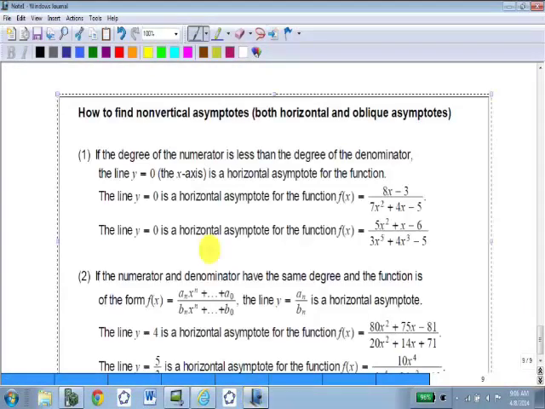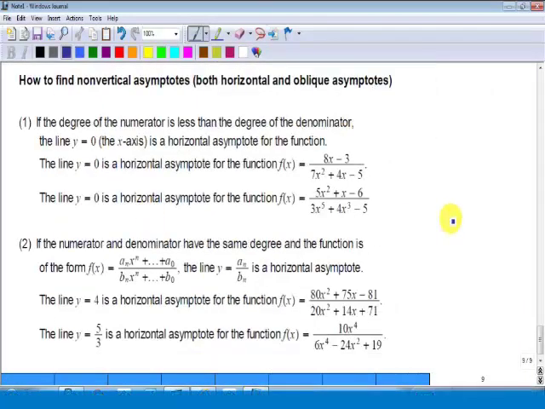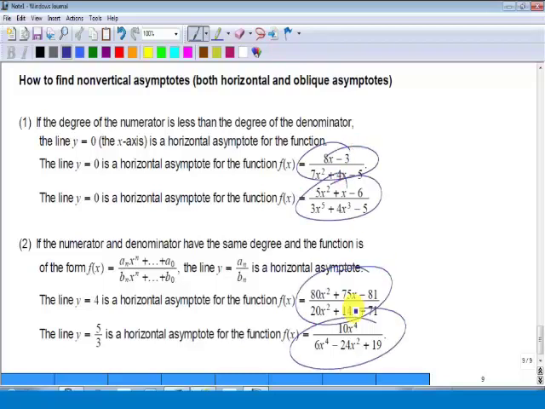Case 1. In all the cases, we take the rational expression, if it's not already in this form, and write it as a single fraction with a polynomial in the numerator, polynomial in the denominator. Like this one, or this one, or this one, or this one. That is, we don't want to have a polynomial plus a rational expression. We want it to be polynomial over polynomial, even if it has to be improper.